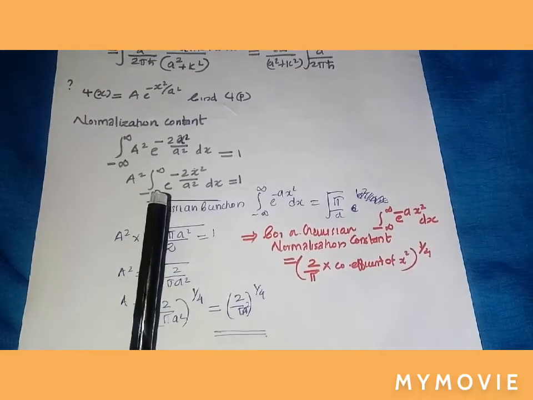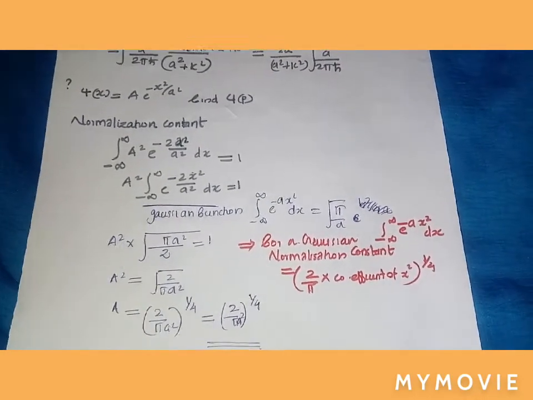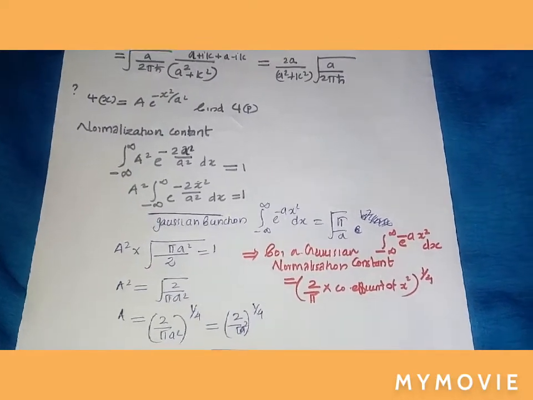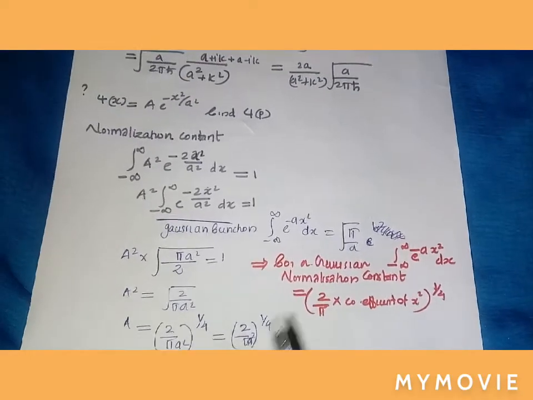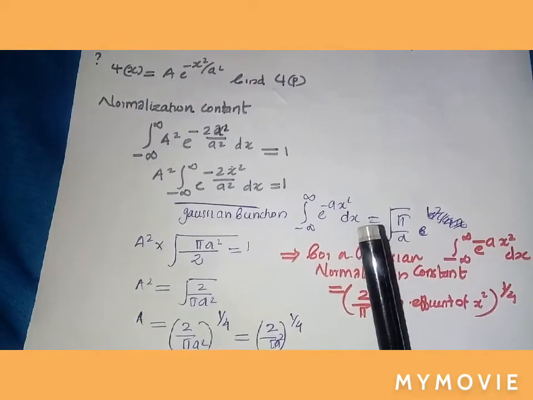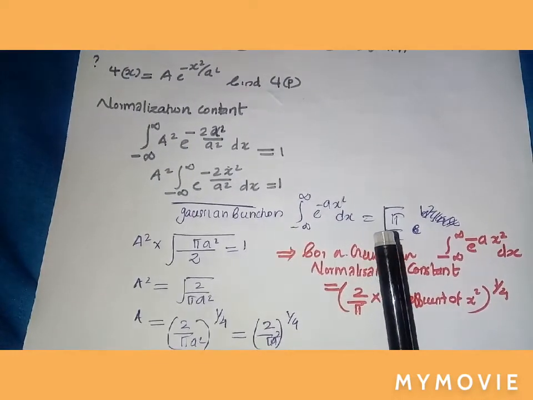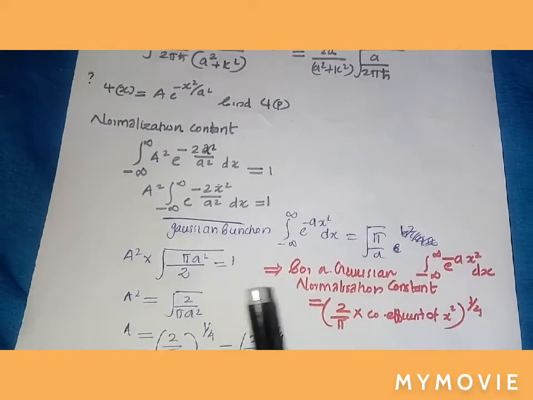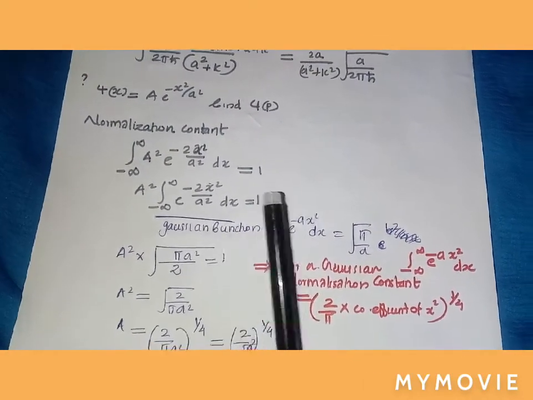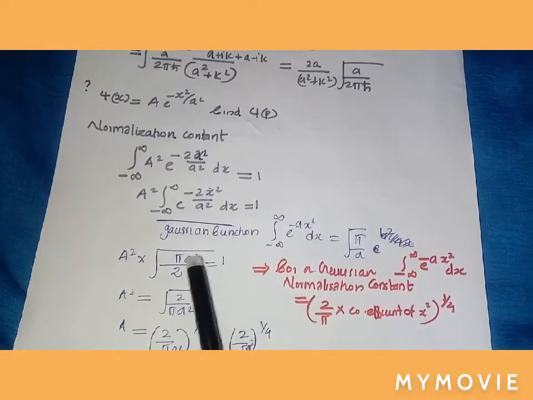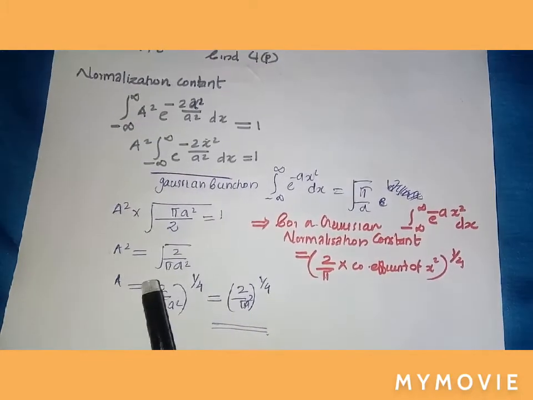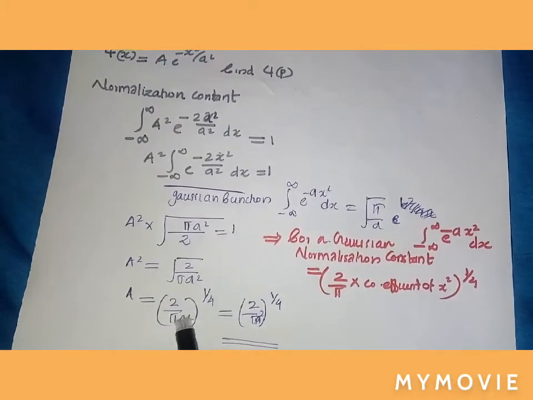Here it is a Gaussian function. So we can use the Gaussian formula, that is, the integral from minus infinity to plus infinity of e raised to minus a x square dx is equal to under root pi by a. So we get the answer as under root pi by a, where here a is 2 by a square. So pi by (2 by a square) means pi a square divided by 2. After simplifying we get A equal to (2 by pi a square) all power 1 by 4.